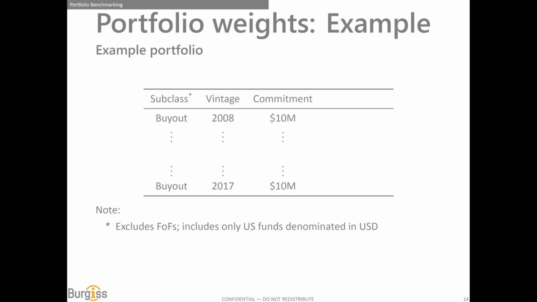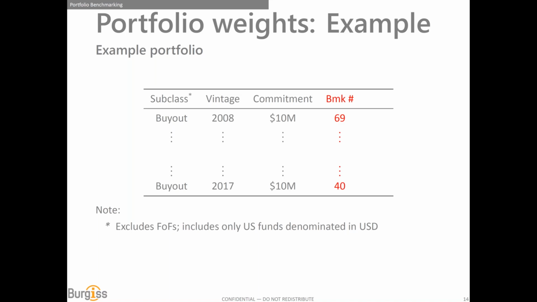Okay, so to do that, I need an example portfolio. So what I'm going to do is use U.S. buyout funds. We're going to invest from 2008 to 2017, and we're going to commit equally to each of those vintages.